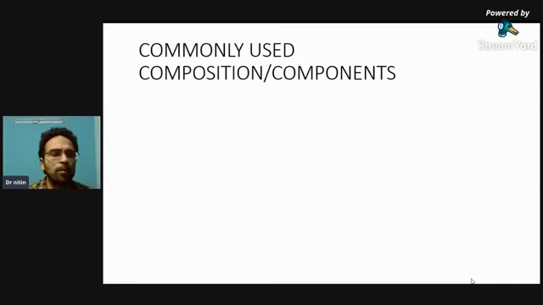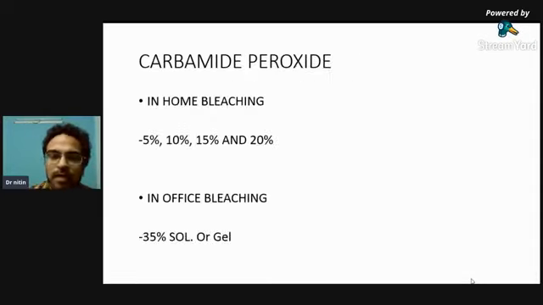Now, before starting with the main protocols or the science behind bleaching, I must give a brief introduction to the common components or composition of the different agents present in a bleaching kit. Commonly in Western countries, home bleaching is very much in demand and commonly used by routine individuals. In home bleaching, we commonly use carbamide peroxide, which is available in different concentrations.